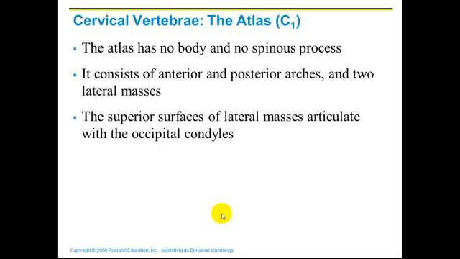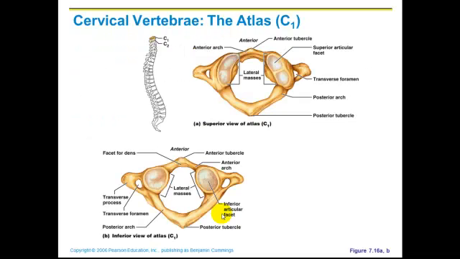Now I said C1 and C2 are special. C1 is called the atlas. The atlas has no body and it has no spinous process. It's basically a ring shape. It has a very important job here. So here is the atlas. We do see the transverse process with the transverse foramen. Right? No body to speak of. Here we have a superior articular facet that is separated. We have two different sides. Going to be very important.